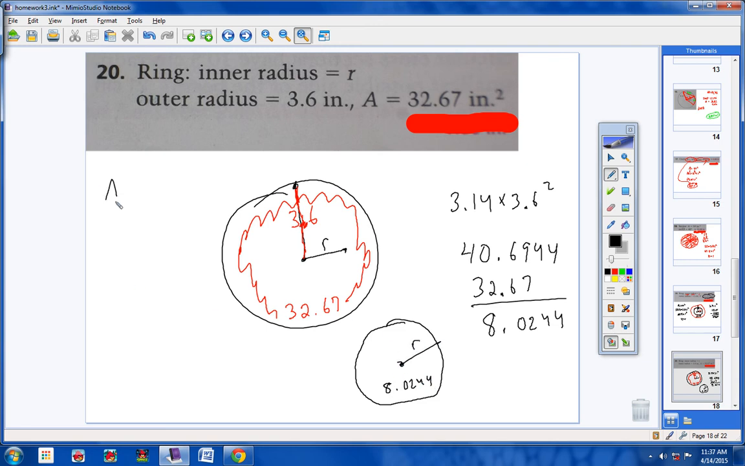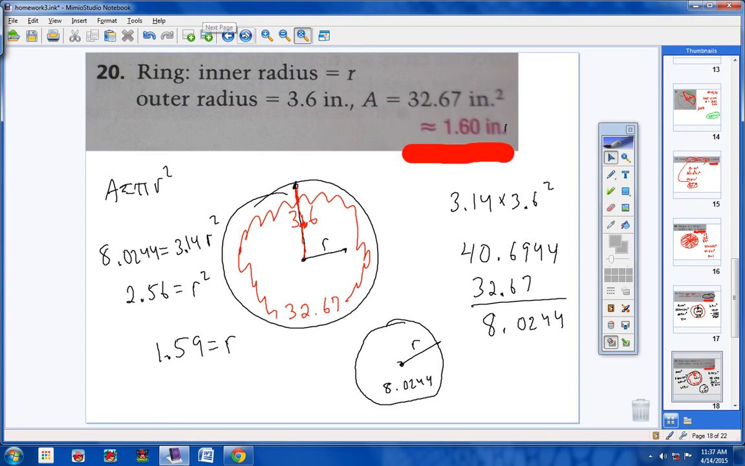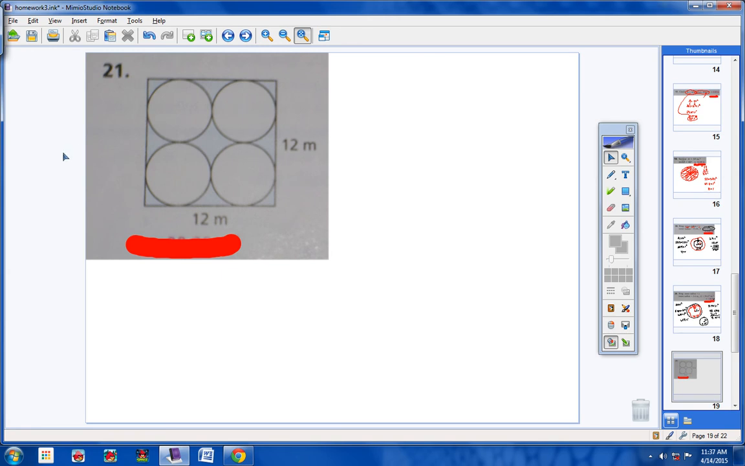So area equals pi r squared. 8.0244 equals 3.14 times radius squared. So 8.0244 divided by 3.14 gives me 2.56 if I round it. And then take the square root of that. And I'm going to get 1.59. 1.59 is the radius, which is hopefully correct. 1.60, so close enough. Alright, moving on to 21, 22, 23, and 24.